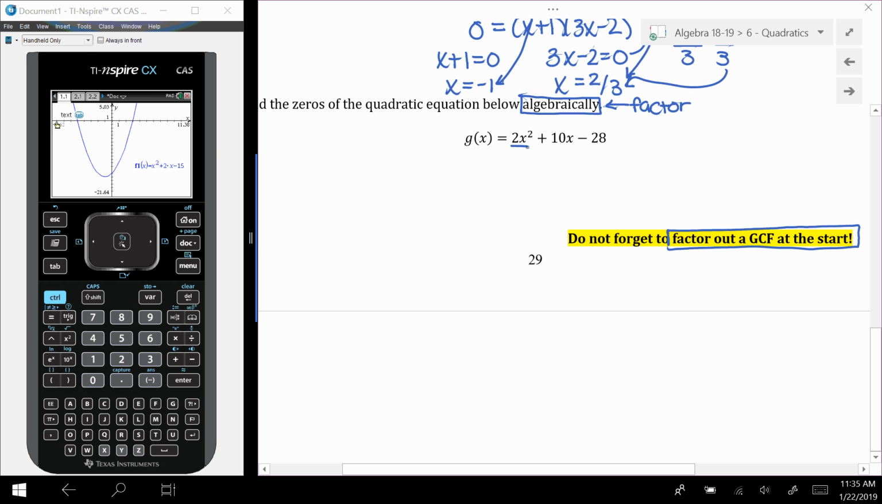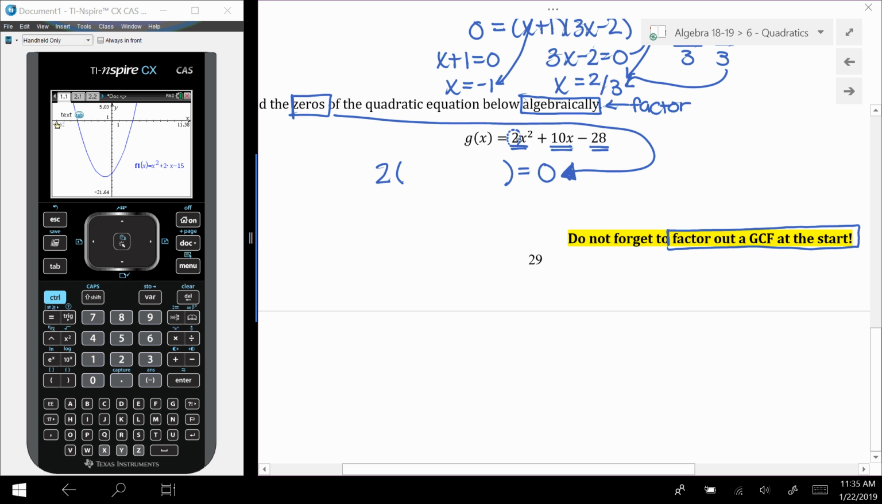So let's see. I've got a 2x squared, a 10x, and a -28. I always get nervous when I have a leading coefficient that's not 1 because it makes me have to think a little more. But what's nice about this is that there's a GCF. What is it? Haha, if you said 2, you are correct. So I'm going to factor out that 2, and at the same time, since it said find the zeros, that means I got to take this guy and set him equal to 0.